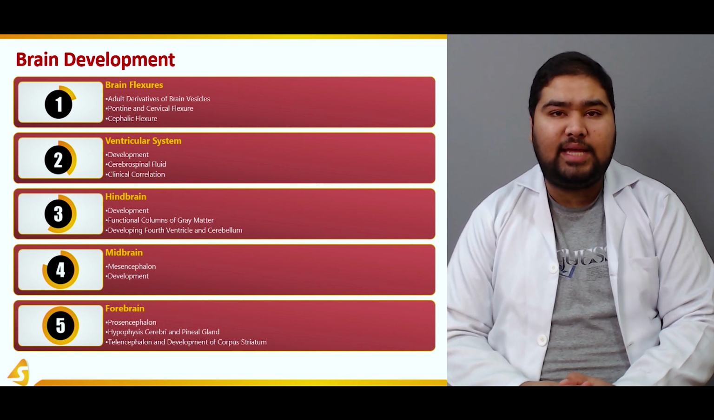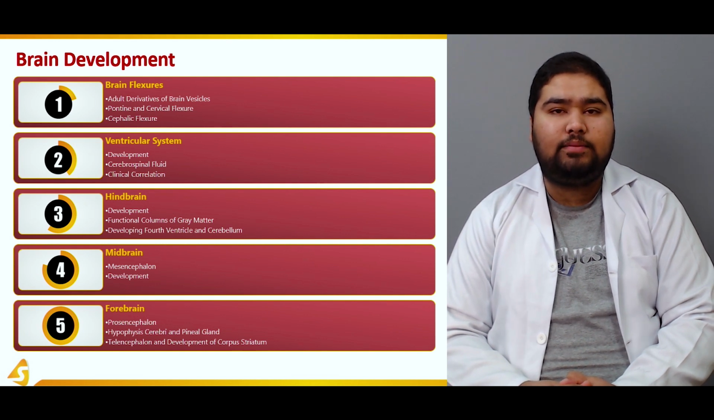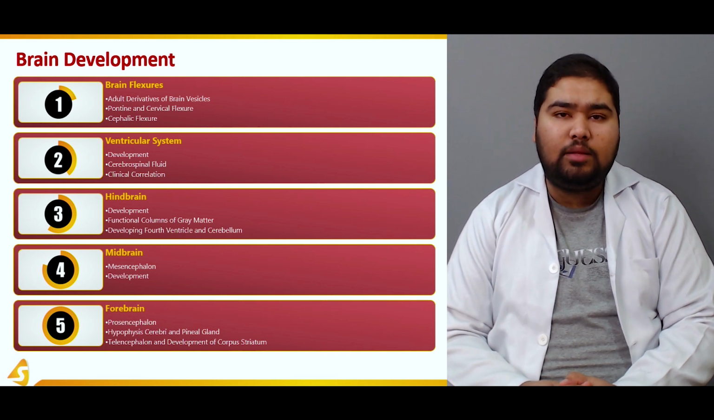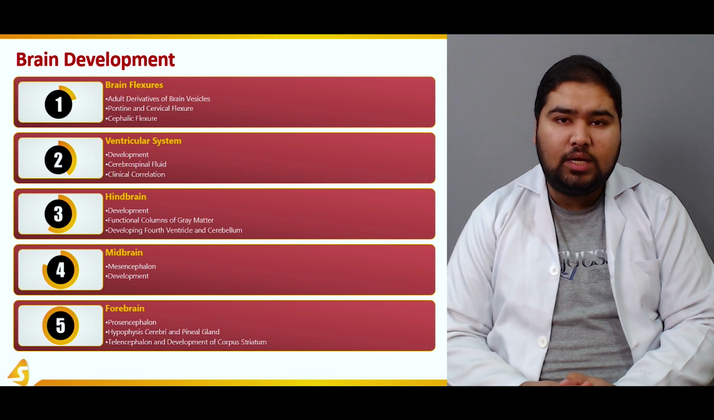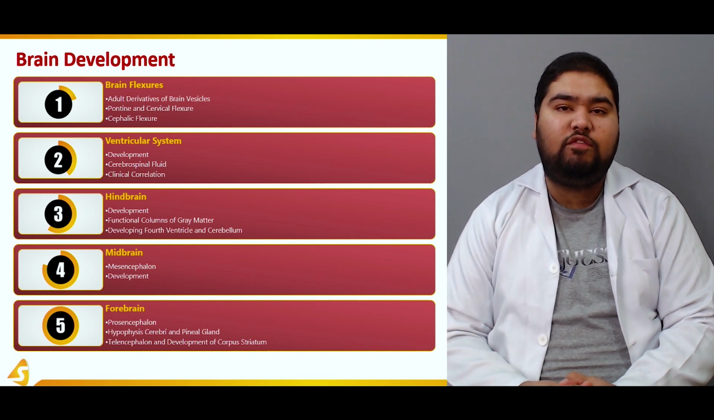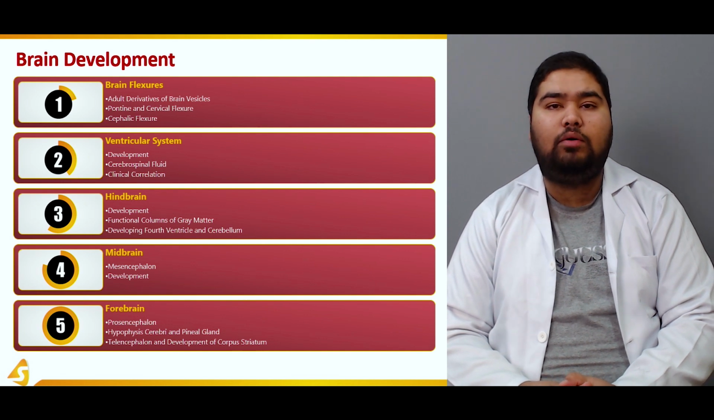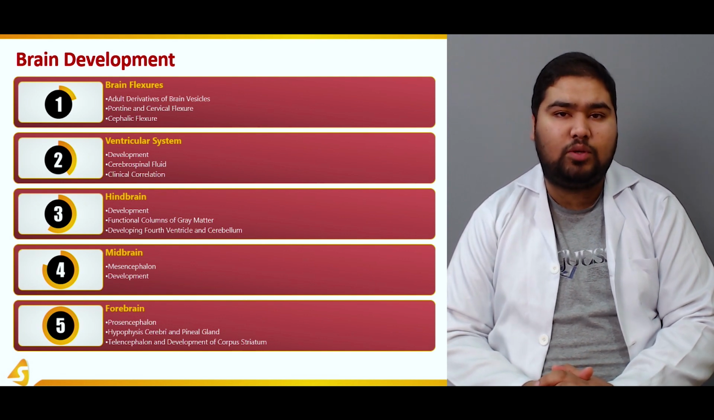In the second section, we'll talk about the ventricular system. Ventricular system is a central system of canals within the brain matter through which the cerebrospinal fluid flows. We'll see how that is formed and how the fluid flows through it.